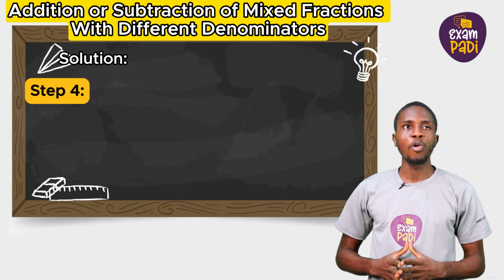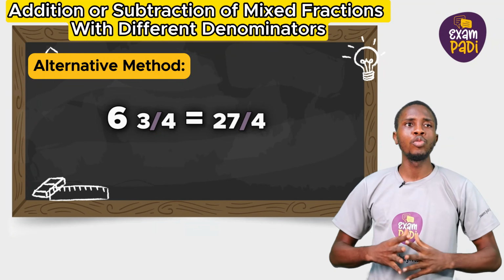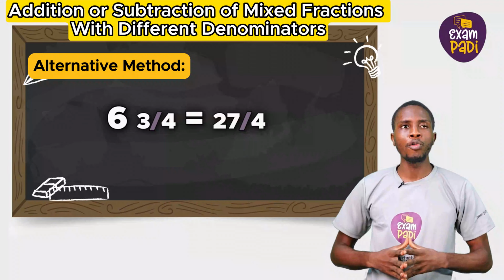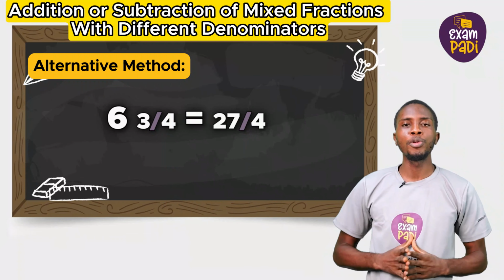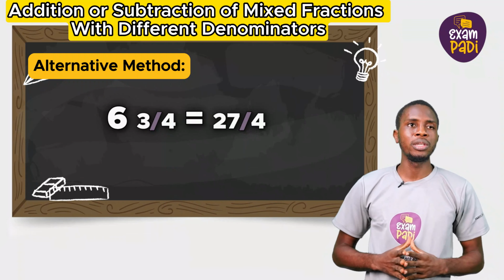Solving the first mixed fraction, 6 whole number 3 over 4: 6 multiplied by 4 is 24, 24 plus 3 equals 27 over 4. Solving the second mixed fraction, 3 whole number 5 over 8: 3 multiplied by 8 is 24, 24 plus 5 is 29. This gives 29 over 8. The LCM of 4 and 8 is 8. Now, make the denominators equal.